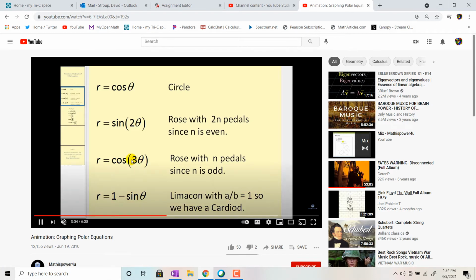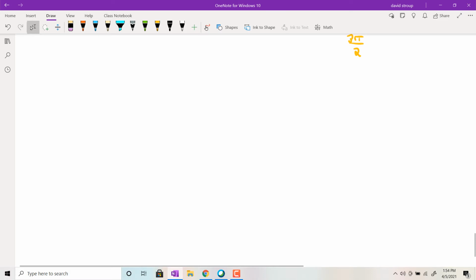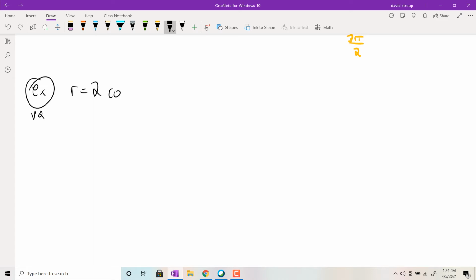Okay, so let me get back to my work then. And let's look at one of these rose petal things. So this will be the video quiz question as well. Okay, so this is our video quiz. r equals 2 cosine of 3 theta over 2. We want to plot this. It'll be a rose petal of some sort.